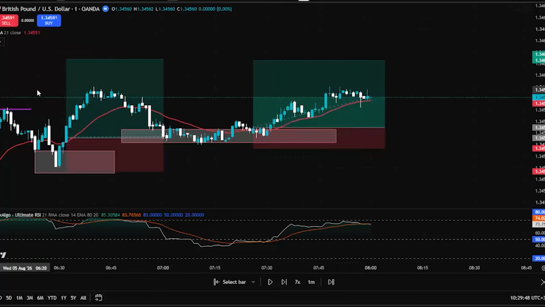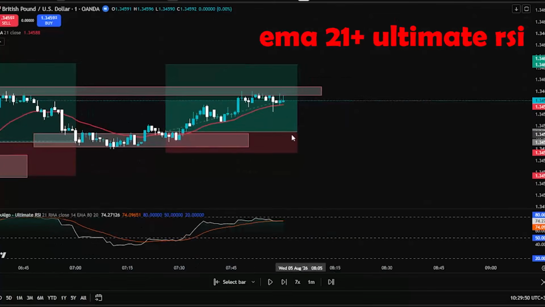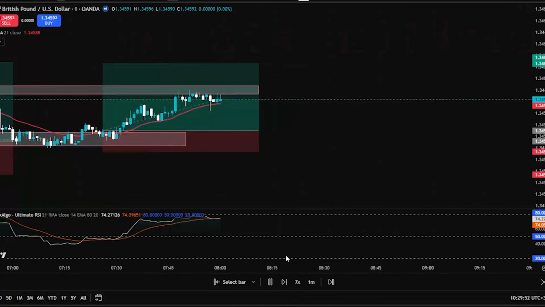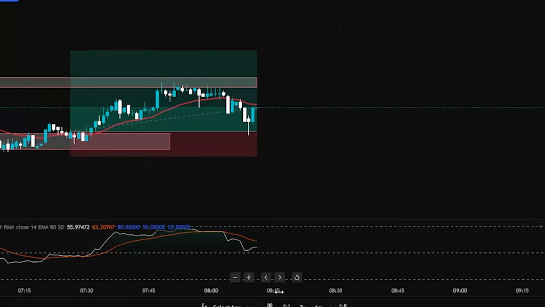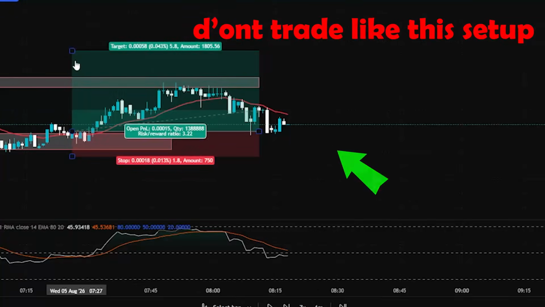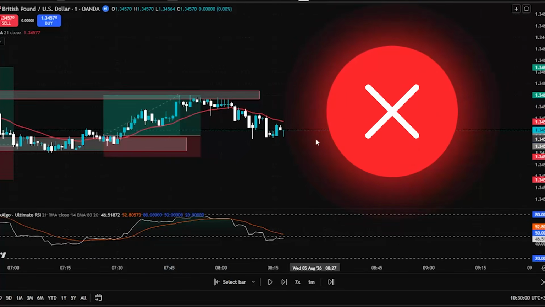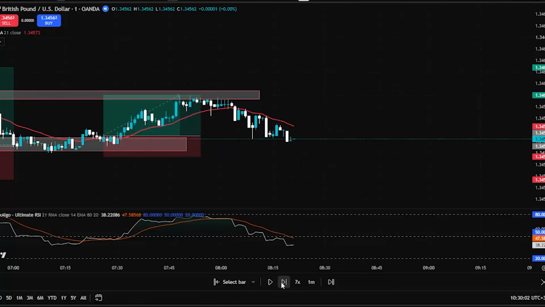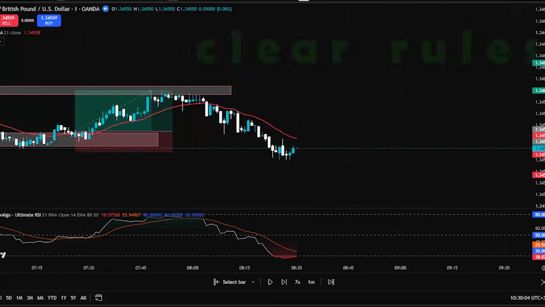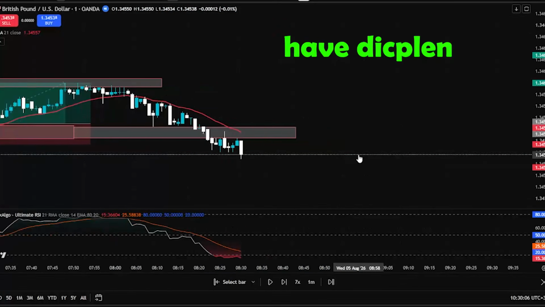So after testing this EMA 21 and Ultimate RSI strategy, what can we actually learn from the results? The biggest lesson is not about finding a perfect indicator. There is no indicator that can predict every market move. The real advantage comes from having a simple system with clear rules and the discipline to follow them.